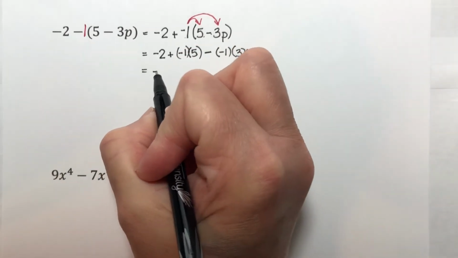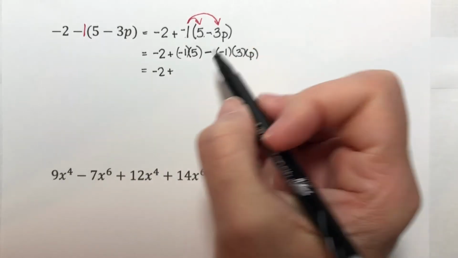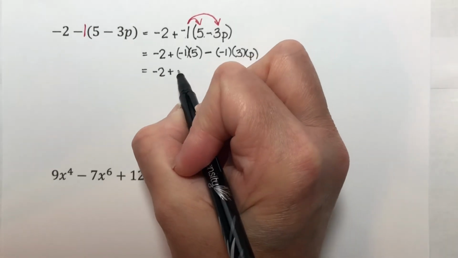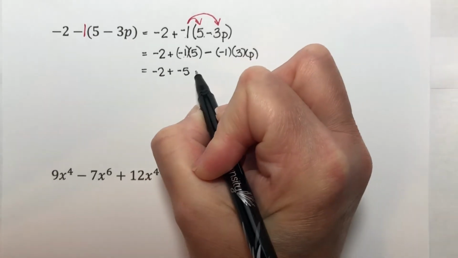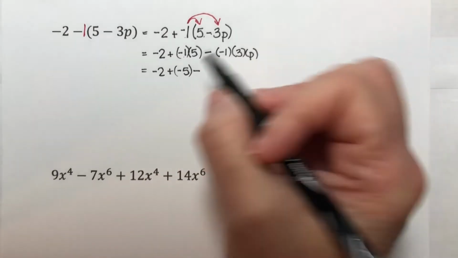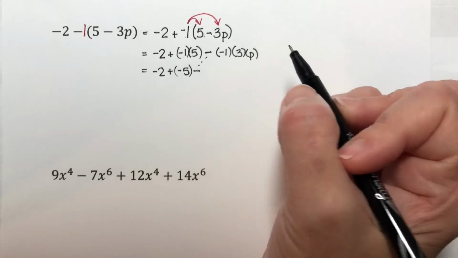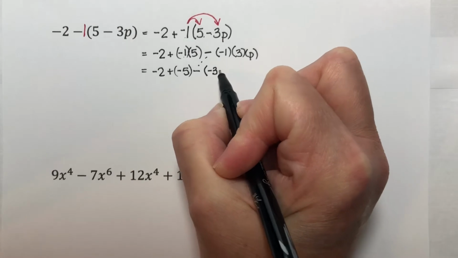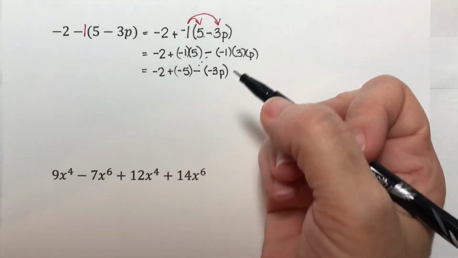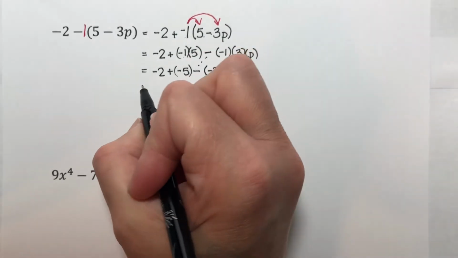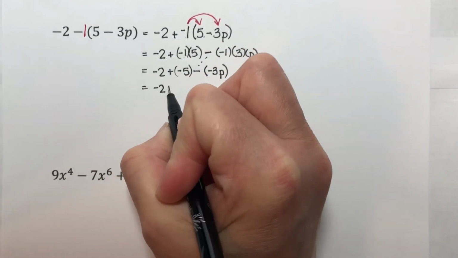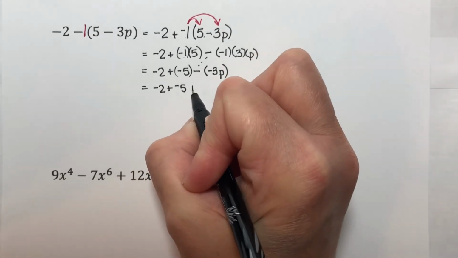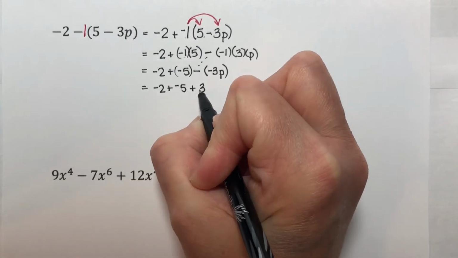So I have negative 2 plus, we need to do our multiplications, negative 1 times 5, opposite signs, so it's going to be a negative. 1 times 5 is 5. Minus, I'll put that in parentheses there to make it a little bit clearer, minus negative 1 times 3 times p. Okay. So what I have here is negative 2 plus negative 5 minus a negative 3. This is plus, the opposite of negative 3 would be positive 3 times p.